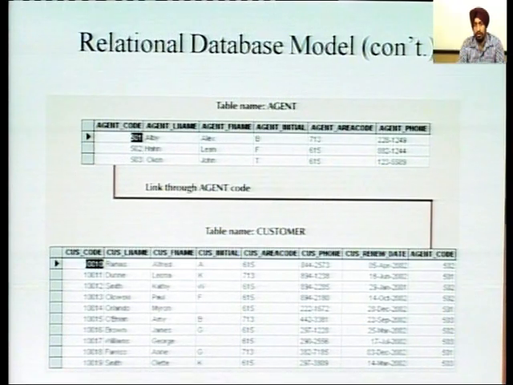column, which defines the relationship between the agent table and the customer table. This is an example of the relational database model. Each customer has an agent, and the agent code is displayed as a link through the line. In the first table, the agent code column is a primary key, and in the customer table the agent code column is a foreign key.